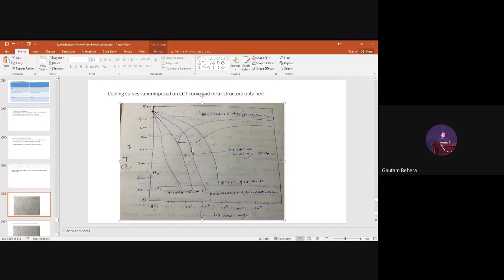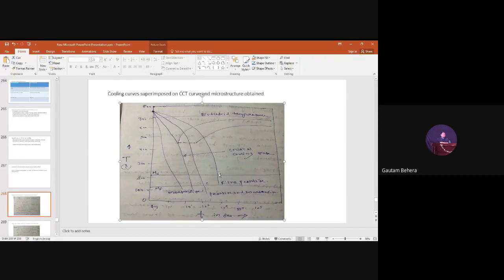still there. So since the cooling curve is moving like this and it is touching MS and MF, what will happen? The rest of the austenite will transform into martensite, right? So some of the austenite has transformed into perlite, and the rest of the austenite has transformed into martensite because this cooling curve is touching MS and MF.